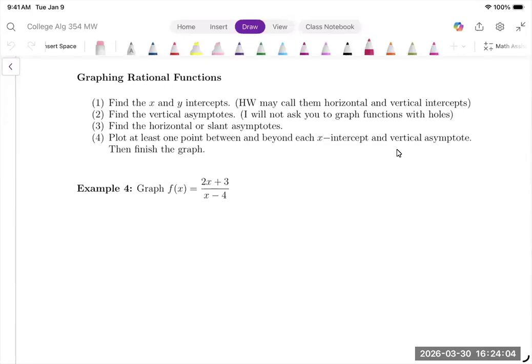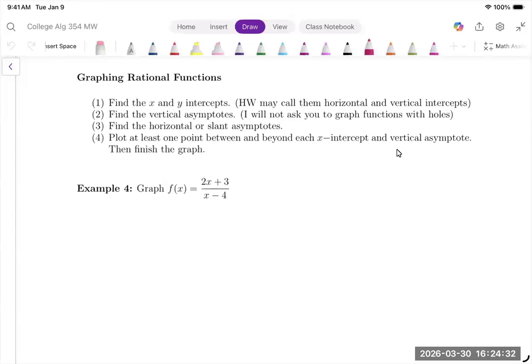Graphing rational functions. This can be kind of complicated just because there's a ton of information in one graph. So there's four kind of steps. You don't necessarily have to do them in this order, just as suggestions. But graphing rational functions, one, find the x and y intercepts. Homework may call them horizontal and vertical intercepts, which is annoying, but there you go.